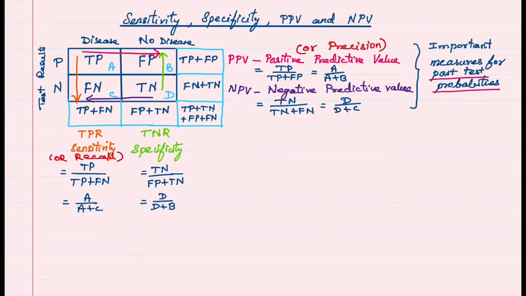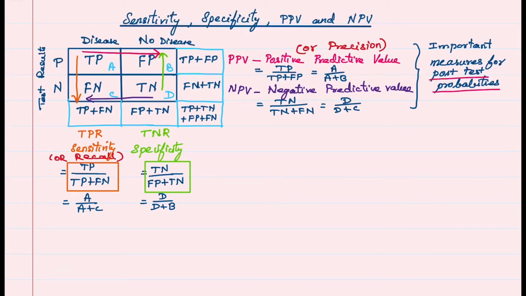Sensitivity is the probability of a positive result in diseased people. It is the probability of detecting the disease. And specificity is the probability of a negative result in non-diseased people. That is, it is the probability of detecting no disease.